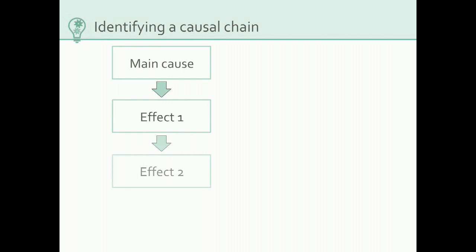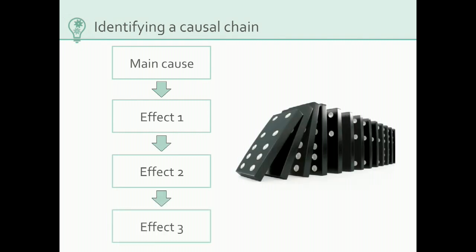A main cause leads to an effect, which leads to the next effect, and so on. You can think of a causal chain like a row of dominoes. Once the first main cause falls, the effect causes a chain reaction. In other words, when you look at a causal chain, an effect will become the cause of a second effect, and so on.